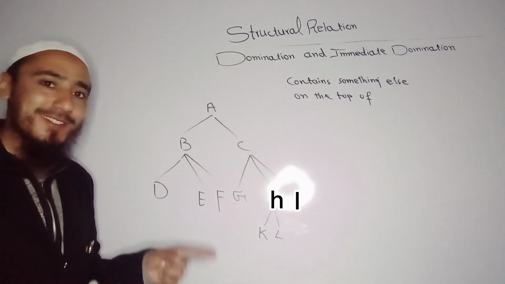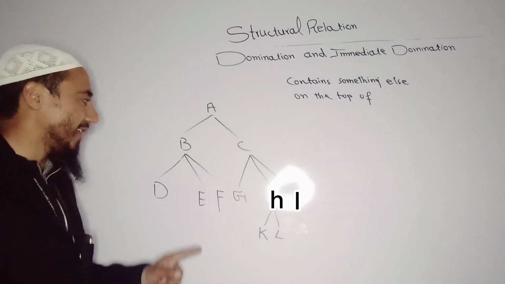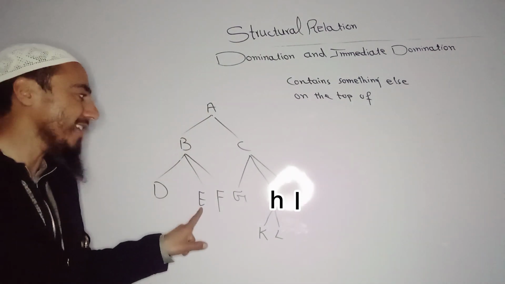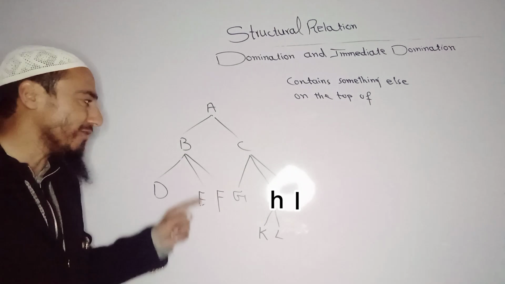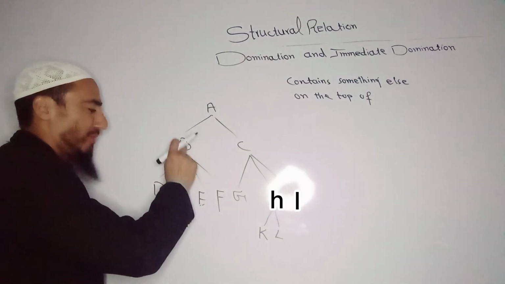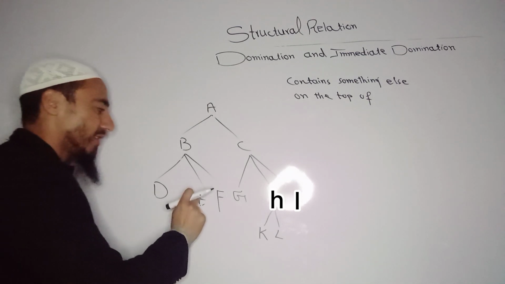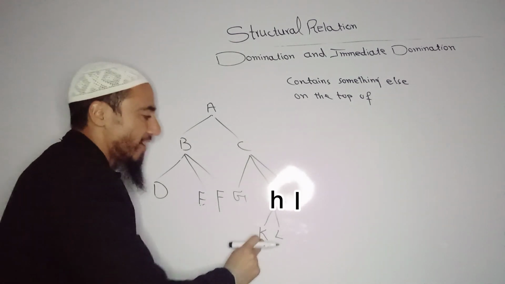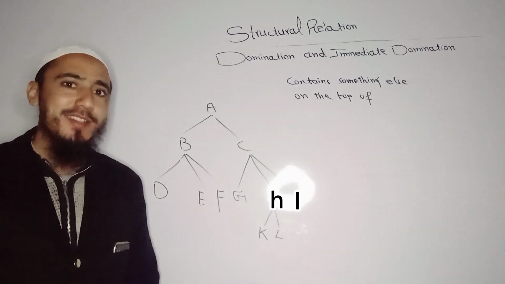So, listeners and audience, this is actually the difference between domination and immediate domination. That here you see generally A dominates B, B dominates D, and B dominates E. However, B does not dominate A because it is downward, not on the top. But on the other hand, A immediately dominates B, B immediately dominates D, but A does not immediately dominate E because B is the intervener. C does not immediately dominate K because H is the intervener. So hope that this topic is clear to you.